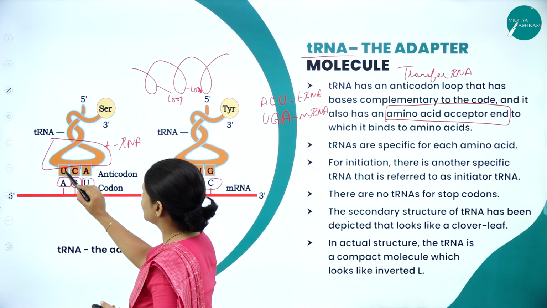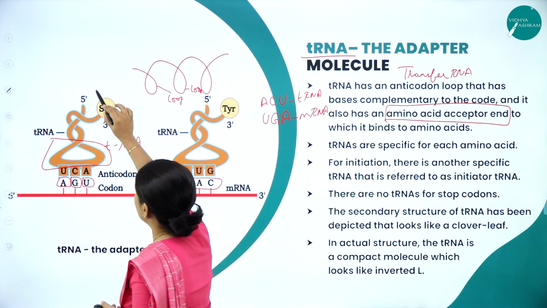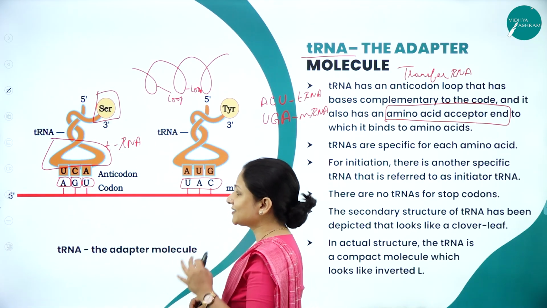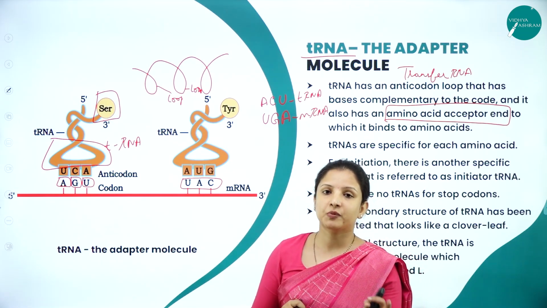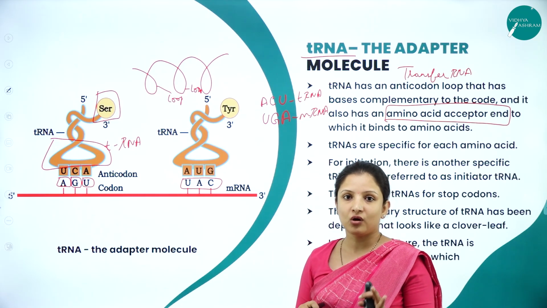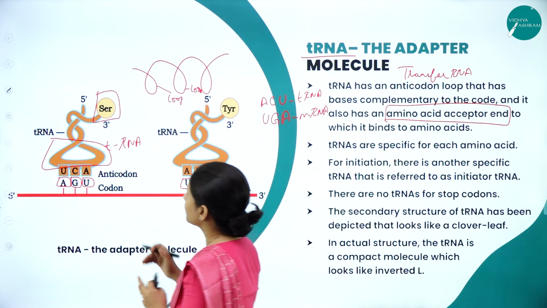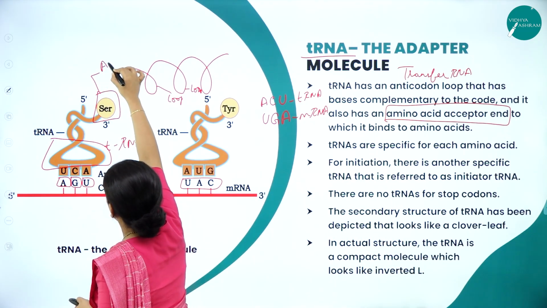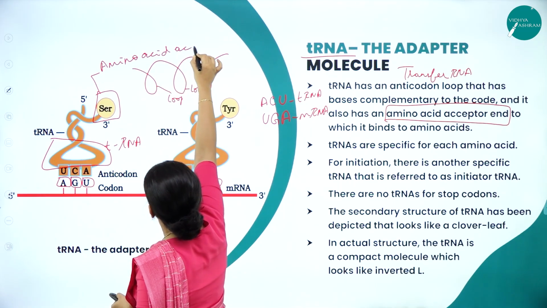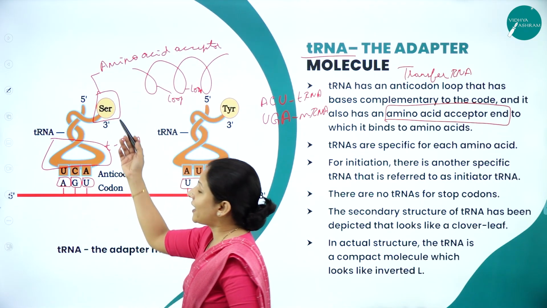Say for example, this is UCA. If UCA codes for serine, then it will have an amino acid acceptor end which is present towards the 3' end. Just like how DNA and RNA have 5' and 3' ends, in the same way this tRNA will also have a 5' and a 3' end. So towards the 3' end, it will have an amino acid acceptor region.